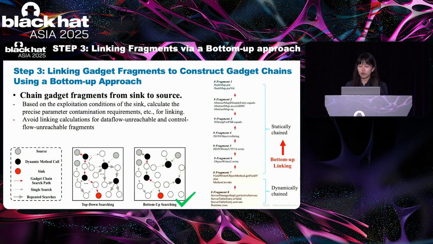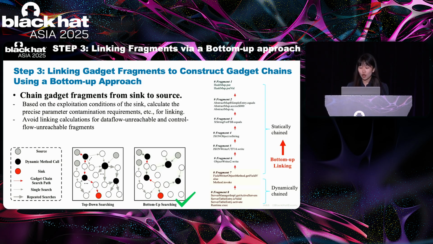In step 3, we train the gadget fragments from sink to source. The core idea here is that a top-down search cannot determine in advance whether a sink is ultimately reachable, often resulting in a large number of redundant and ineffective searches.